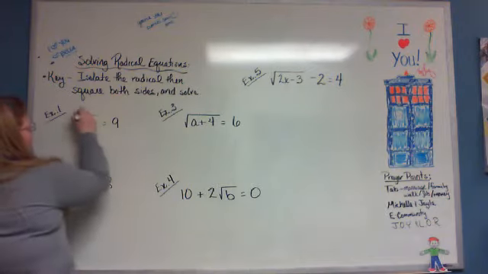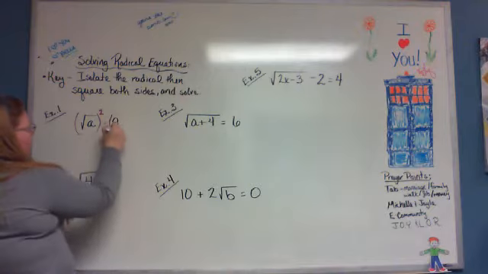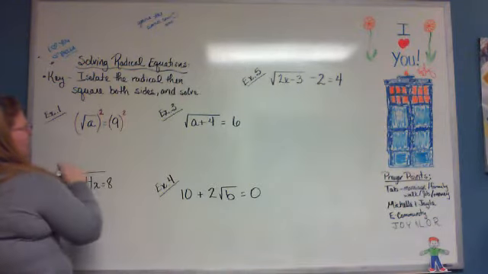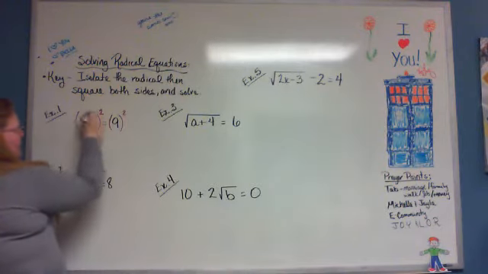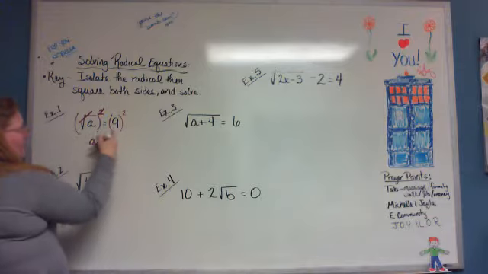So that means over here, I get to square this side, and over here, I get to square that side. When I square this side, this square root will end up canceling out with that square, and I'm left with a. Over here, 9 squared is 81.